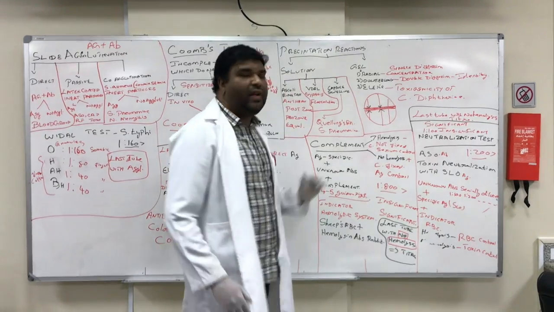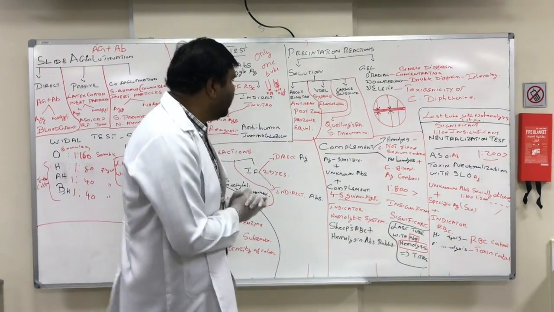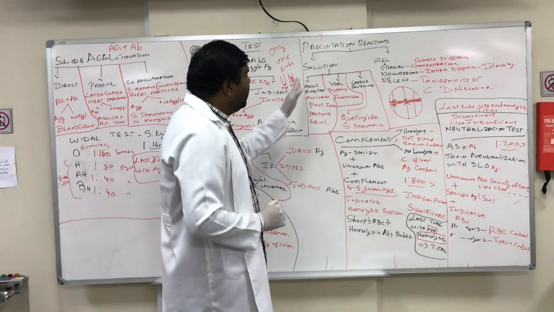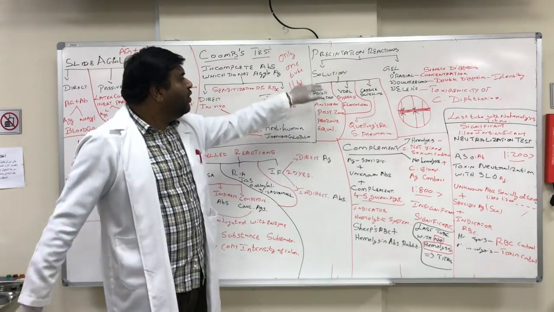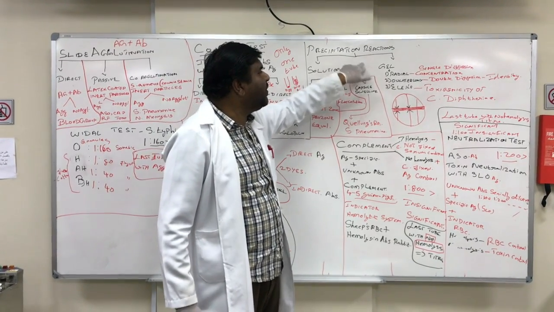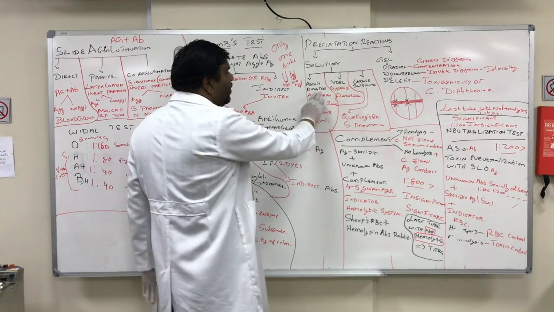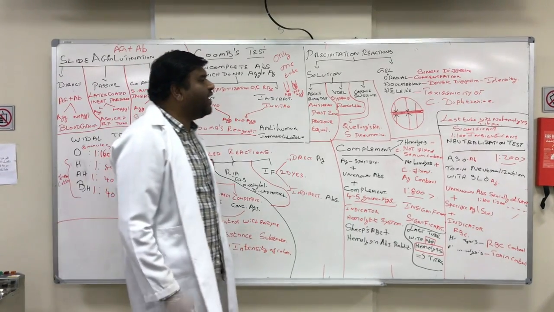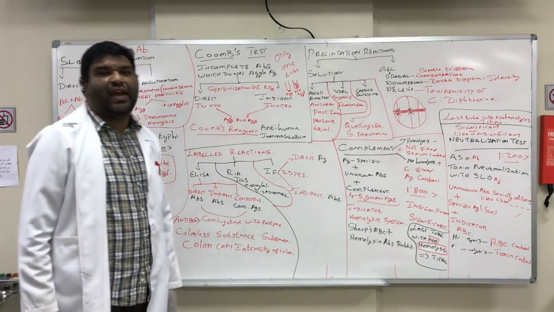Now we go to the precipitation reactions. Here, the soluble antigens and the soluble antibodies are mixed together to see the precipitation reactions. The precipitation reactions are divided into two types: precipitation in solution or precipitation in gel. For precipitation in solution, we are going to see three examples: the Ascoli ring test, VDRL, and the capsule swelling test. The Ascoli ring test is done for anthrax.